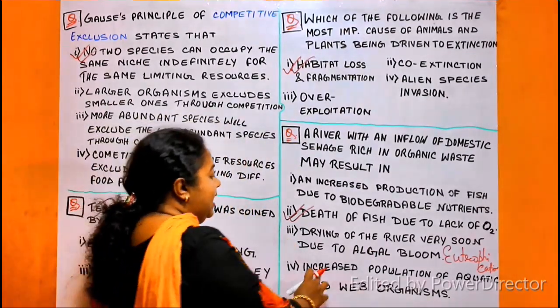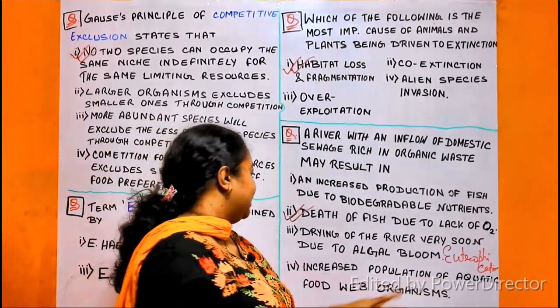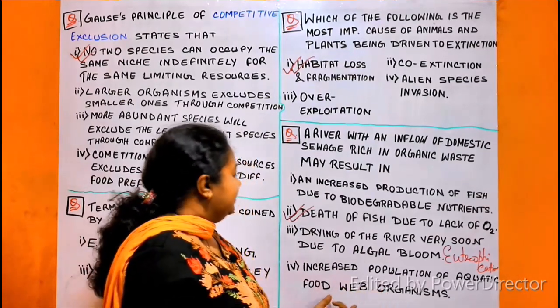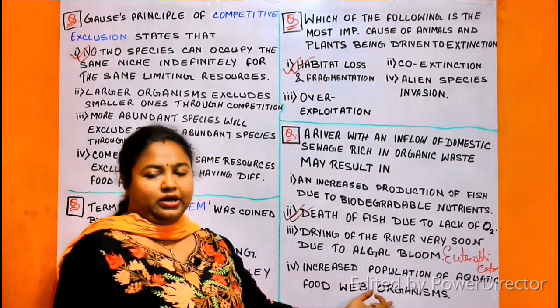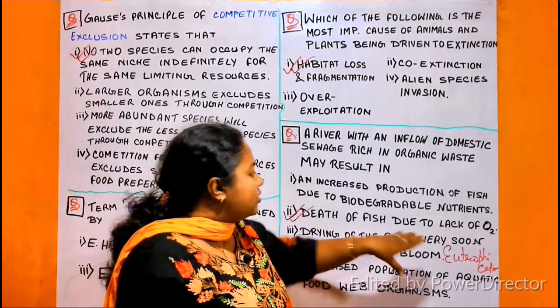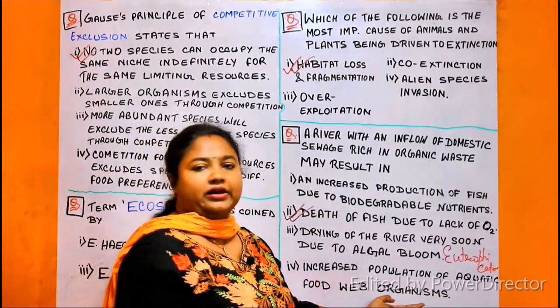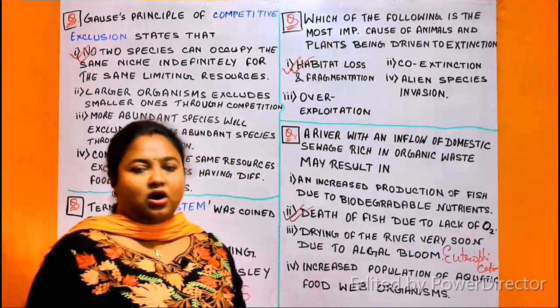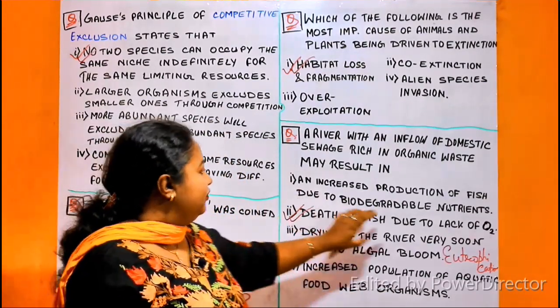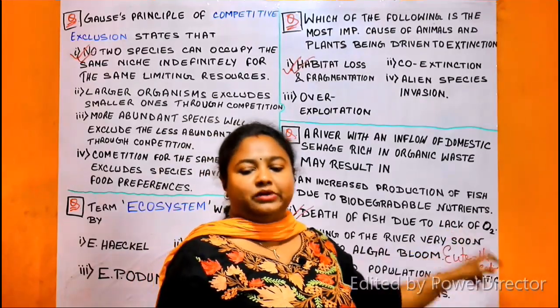And the last one, increased population of aquatic food web organisms. This is also not possible because if the oxygen of the water is cut off, then a food web of organisms will not grow there. It is not possible. So death of fish due to lack of oxygen will be the answer.